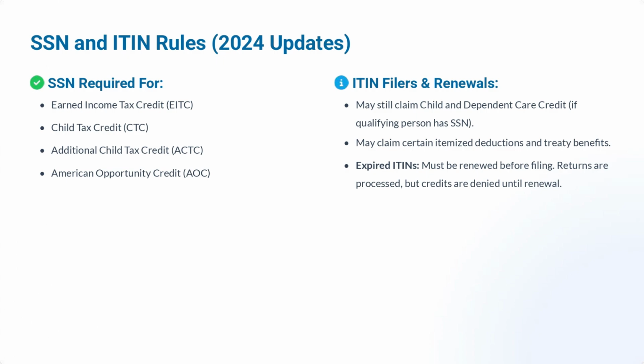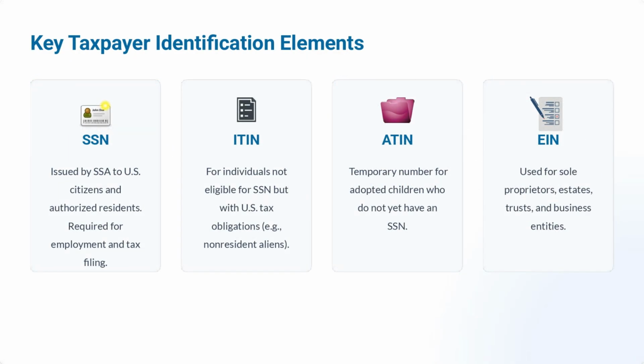ITIN expiration rules. ITINs expire if they have not been used on a tax return within the last 3 years, or they contain certain middle digits that the IRS cycles for renewal. If a taxpayer files with an expired ITIN, the return will be processed, but all credits will be denied until the ITIN is renewed. This is another favorite EA exam point.